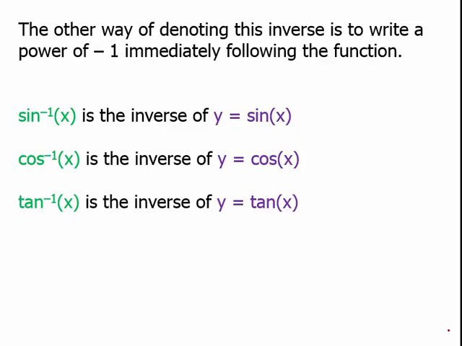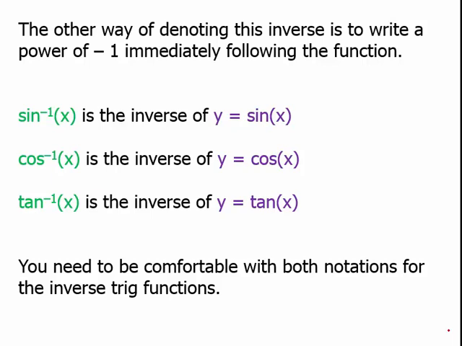Notice that we find the inverses only of the three major trig functions, not the others. We don't have to worry about the inverses of cotangent, secant, and cosecant. The test doesn't ask about those. You need to be comfortable with both notations for the inverse trig functions, both the -1 notation as well as the arc notation.